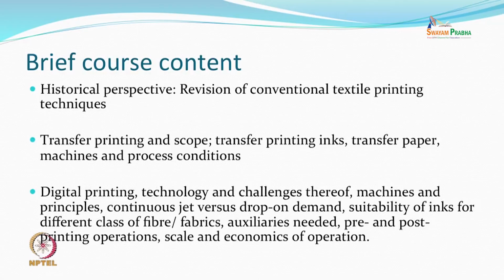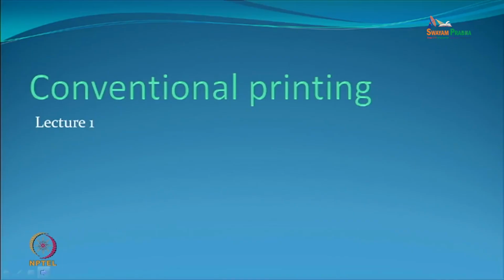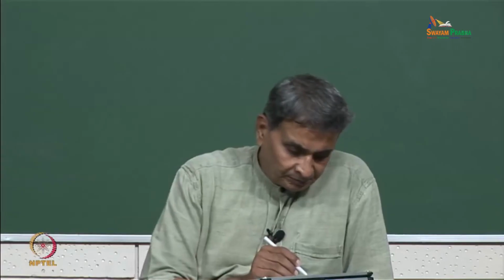This is what may be interesting as far as the course is concerned. So we start with lecture 1 in conventional printing. So obviously, as we said, some of you have done textile chemistry at undergraduate level, some of you have not, and therefore those who have not done it will have to work harder in a different way to catch up with the rest of the class. But we will spend some time revising what you have done in the undergraduate, and also some of the topics which you may not have done, and we will discuss them as well.